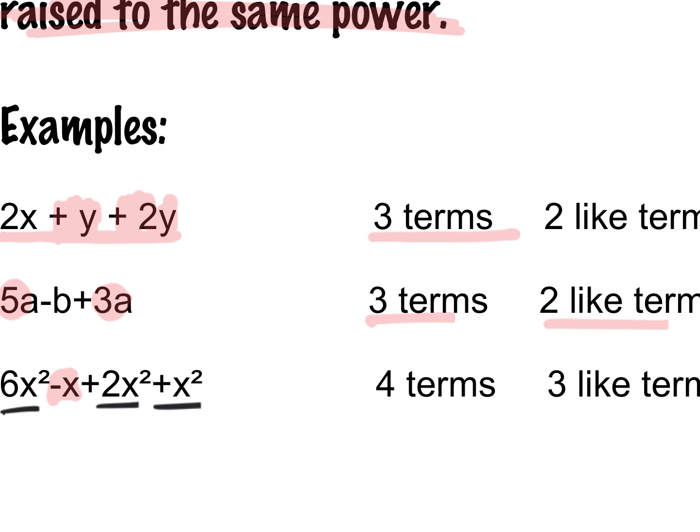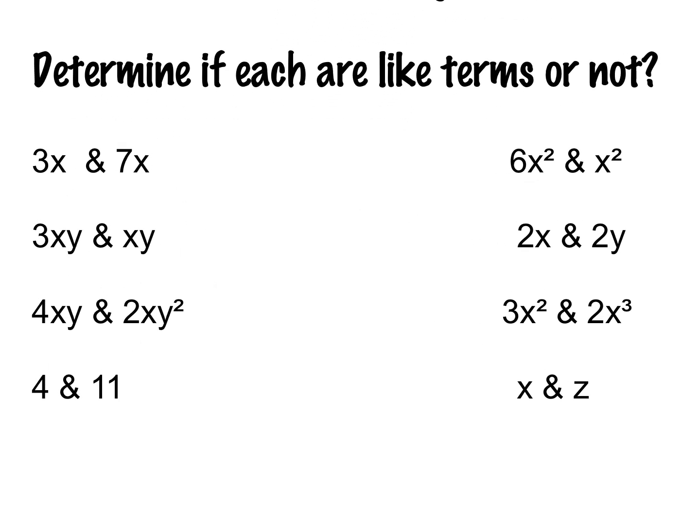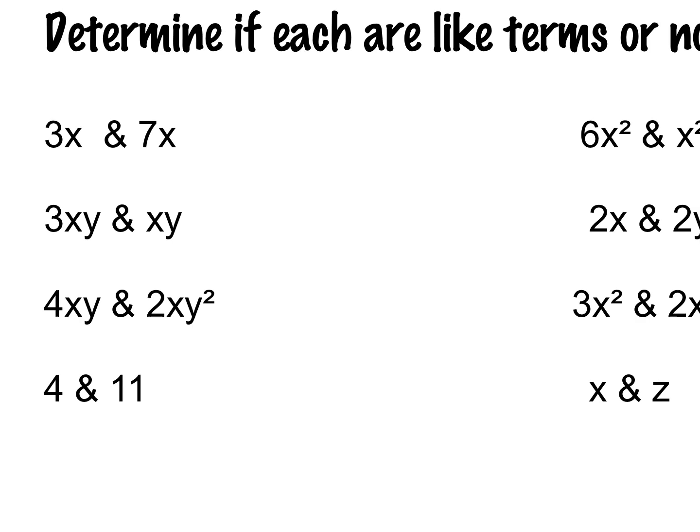So let's look at a couple other pairs. You're just going to tell me, are these like terms or not, and then we're going to practice combining them. So 3x and 7x. Yes or no? We can shout these out. Yes. These ones are. What about 3xy and xy? Yes, those ones are. They both have two variables, but they're the same two variables with the same exponents.